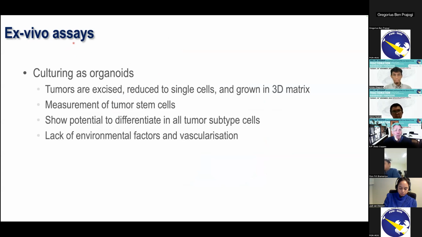So you can also culture these tumors as organoids. An organoid is a tissue-resembling structure that is actually derived from stem cells. Stem cells can make all the different types of cells of a normal tissue and a tumor, and you can nicely study those to see the radiation response. So you can take a biopsy from a tumor, for instance, reduce it to single cells, and then grow them in a 3D matrix. Allow the tumor stem cells to grow an organoid or a tumoroid, which actually resembles the tumor. And they also show cells that are differentiated into all the subtypes of the tumor cells. The only disadvantage compared to a real tumor is that they lack environmental factors and vascularization.